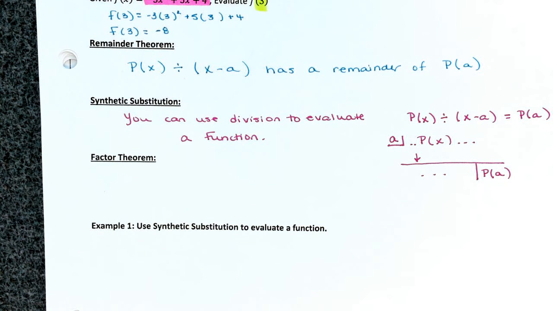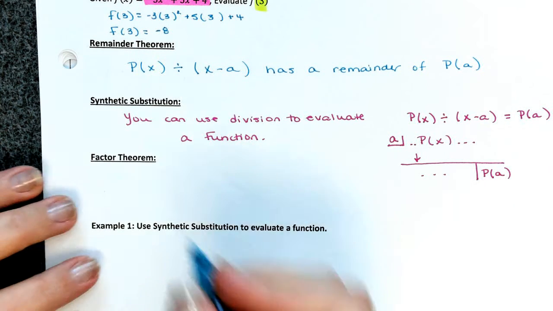All right, so what does the factor theorem say? We've mentioned this one already too, and it just says that if you don't have a remainder, or your remainder is 0, then it means it's a factor. That's what the factor theorem says.